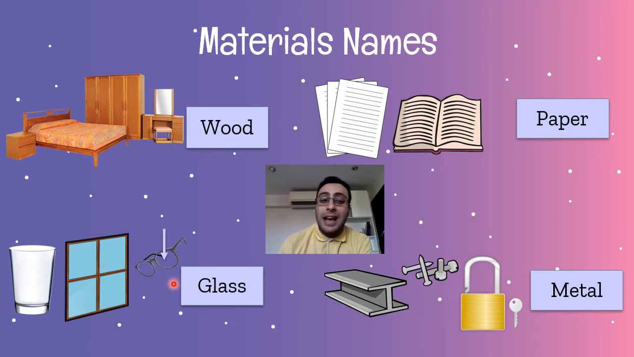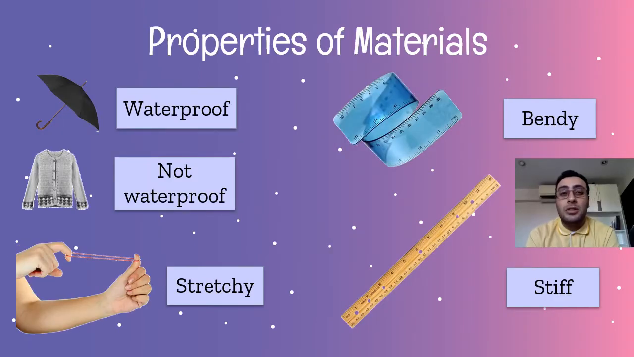Another thing about glass is that you can see the other side. Do you remember the word for it? It's transparent. Very good. Then we learned about metal. Metal is very hard. It's very stiff, as you remember. Now, then we learned about properties of materials.